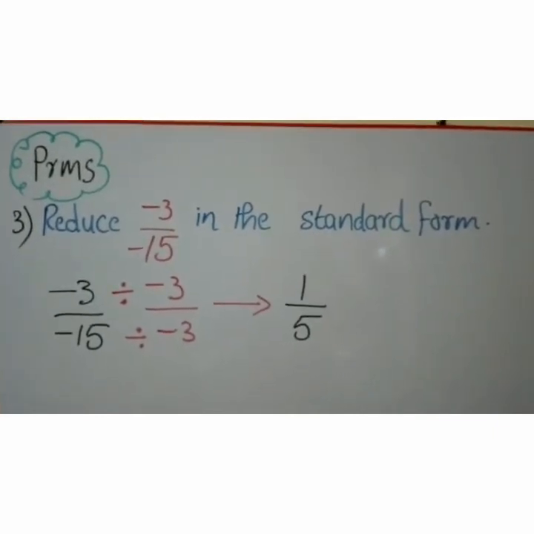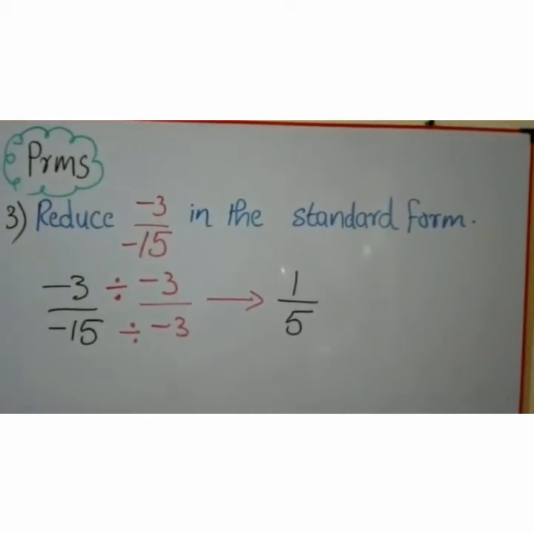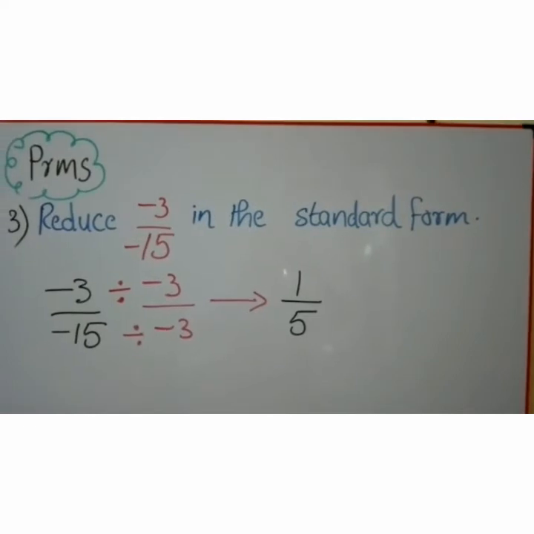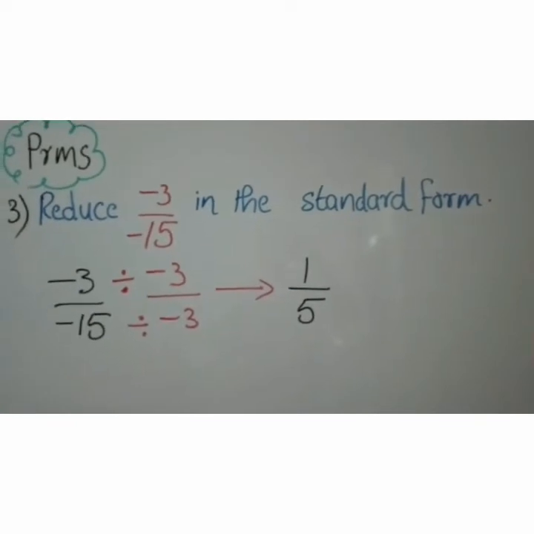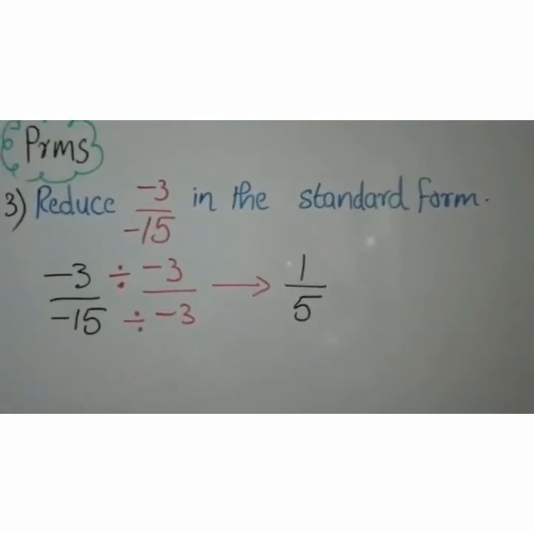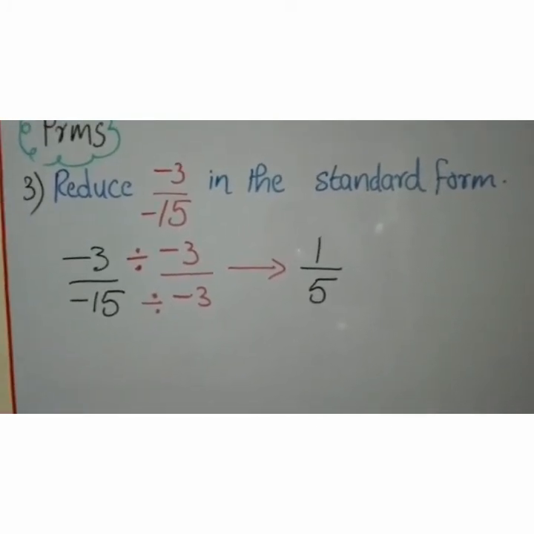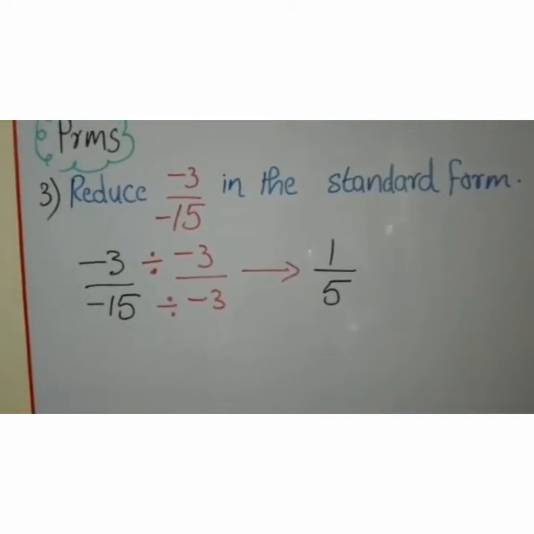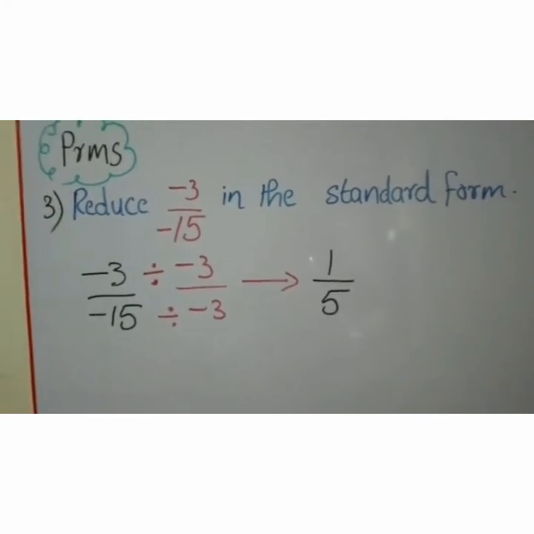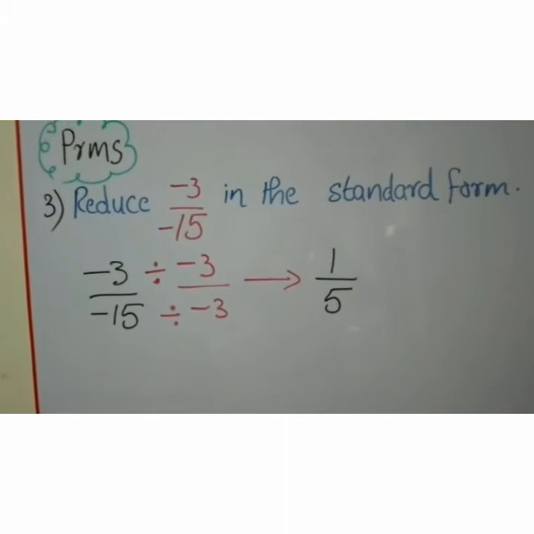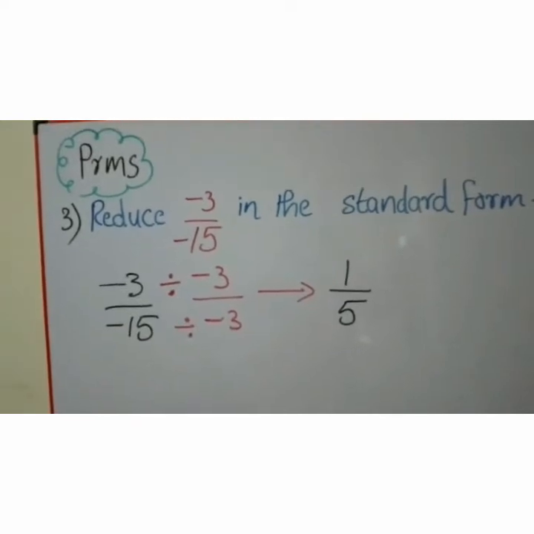In this example, see the question, negative 3 divided by negative 15. Already you know that negative by negative is positive. So after writing this step, you can directly write 3 by 15 and reduce. That is one method. Otherwise, negative 3 by negative 15. If you want to make the numerator positive, you should divide with a negative number. So negative 3 divided by negative 3 is equal to positive 1, and negative 15 divided by negative 3 is also equal to a positive number. So the standard form is 1 divided by 5.